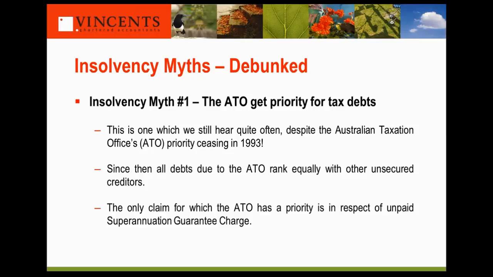The first of those myths is an oldie but a goodie, where the ATO gets priority for its tax debts. So prior to 1993, that certainly was the case. The ATO was a priority creditor in a winding up. However, since that time, all debts owing to the tax office rank equally with other unsecured creditors, with the exception of unpaid superannuation guarantee charge, which still gives the ATO priority over ordinary unsecured creditors. And generally they rank equally with employees for their wages.